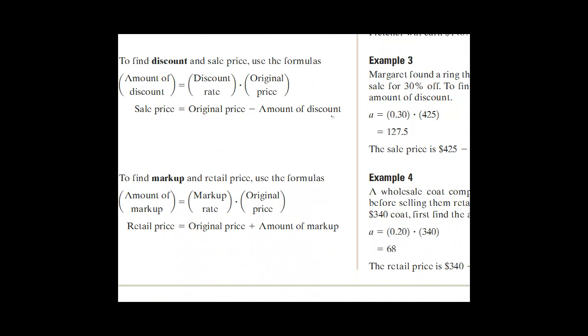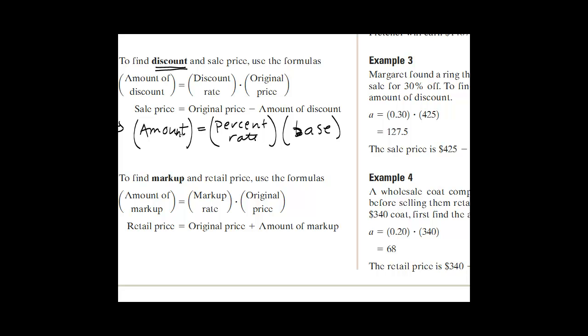And we'll look at some examples of each one of these in just a minute. To find a discount and a sale price, use the formulas. Okay, so the amount of a discount. Now this is if, for instance, something goes on sale, we get a discounted rate. So the amount of discount equals the discount rate multiplied by the original price. So this equation we can see is amount equal the discount rate, or the percent rate, multiplied by the base. This is the same exact setup as our percent equations.